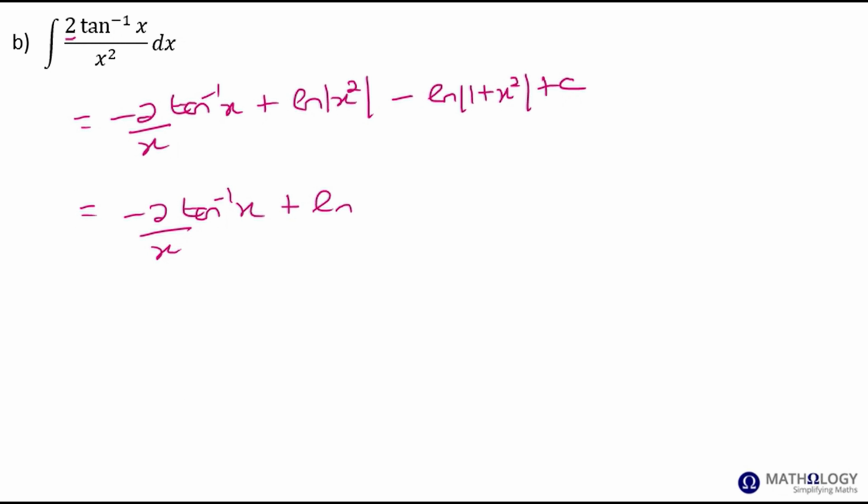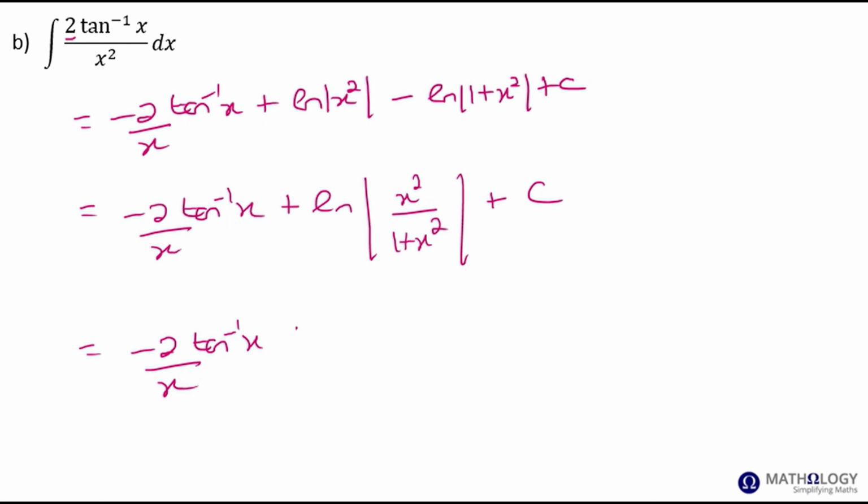So we'll have ln of x squared over 1 plus x squared plus c. And we don't really need the absolute value brackets because x squared is positive and 1 plus x squared is also always positive. So we just have ln of x squared over 1 plus x squared, then plus c.